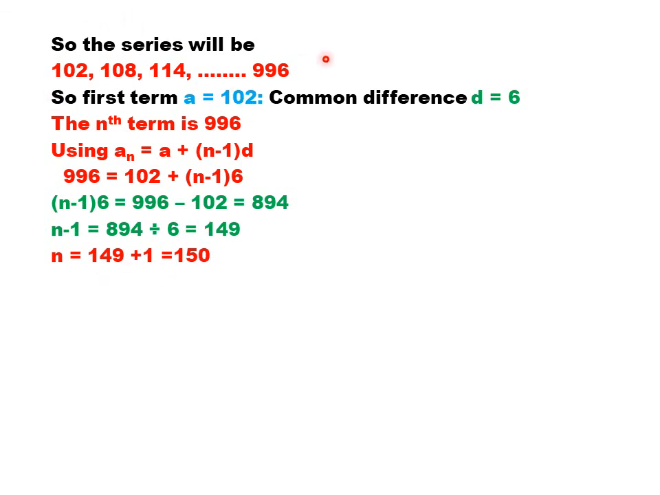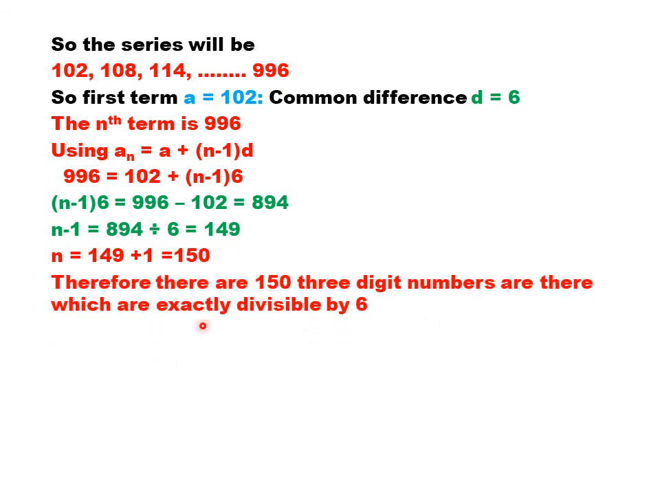So this 996 is the 150th term. That means there are a total of 150 numbers. So there are a total of 150 3-digit numbers which are exactly divisible by 6. So we have solved this problem.